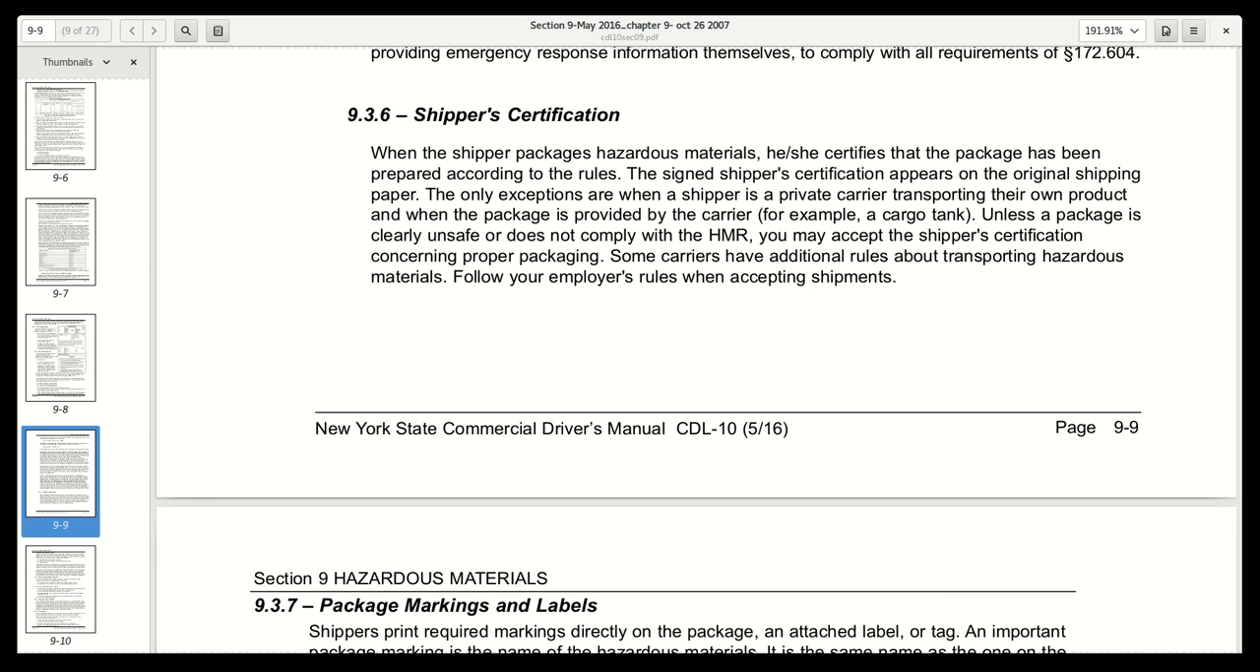Unless a package is clearly unsafe or does not comply with the HMR, you may accept the shipper certification concerning packaging. Some carriers have additional rules about transporting hazardous materials. Follow your employer's rules when accepting shipments.